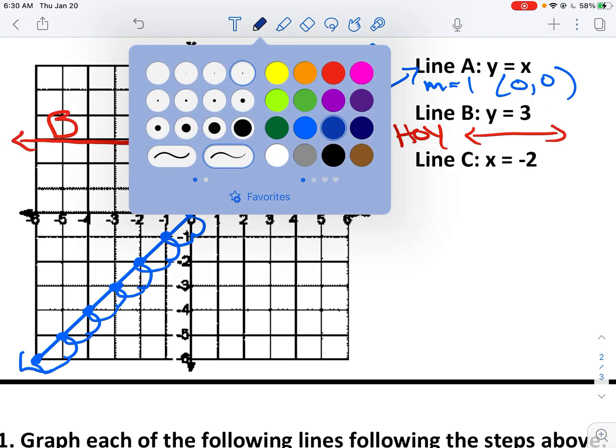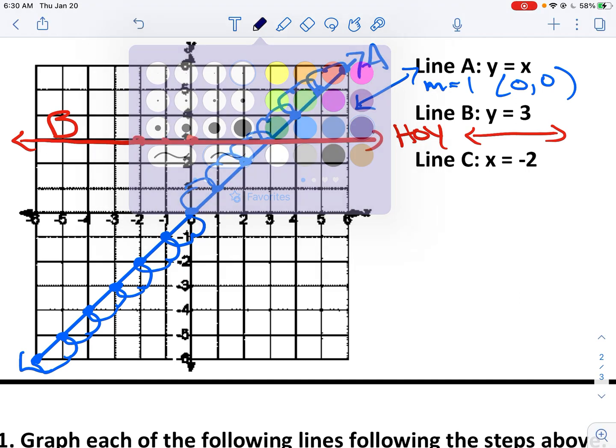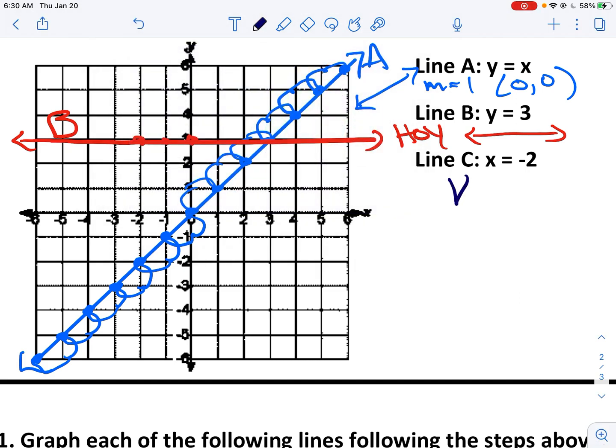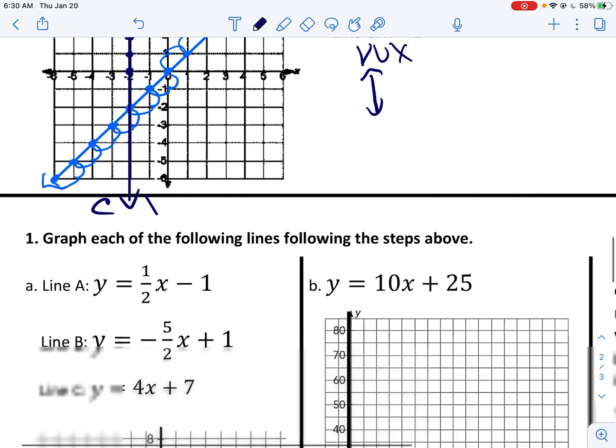And then, oops, I don't want to do the same color. So this is x equals -2. That means that we're going to have a vertical line going through x is -2. So that's right here. So we're going to draw a line right here. So that is line C. Oops, that was horrible. Line C. Okay.